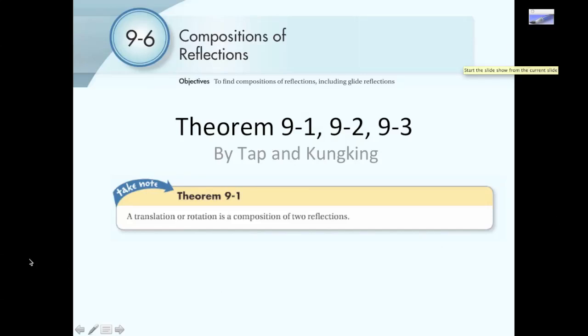9-2 Composition of reflection. Our objective is to find the composition of reflections, including line reflections. Theorem 9-1, 9-2, and 9-3. Theorem 9-1: a translation or rotation is a composition of two reflections.